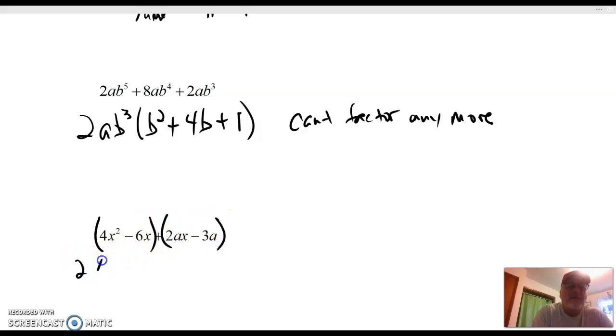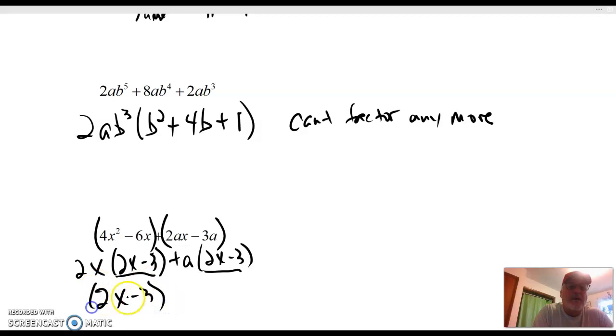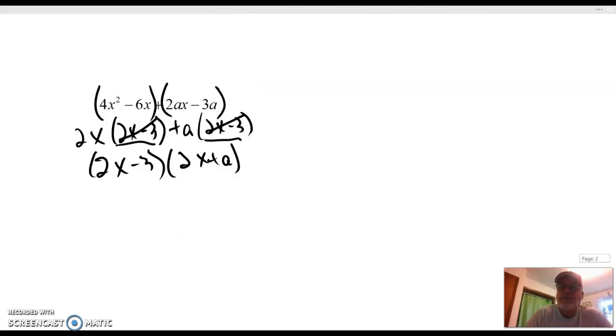Okay, and down here we've got 4 terms, so I'm going to try and do this by grouping. So I'm going to factor out a 2x. That leaves me with 2x minus 3. And here I'm going to factor out an a, and that leaves me with 2x minus 3. And remember, I said these two things will always be the same. So then I factor out a 2x minus 3. That leaves me with, this goes away and this goes away. That leaves me with 2x plus a. Okay, so that is my overview of factoring.